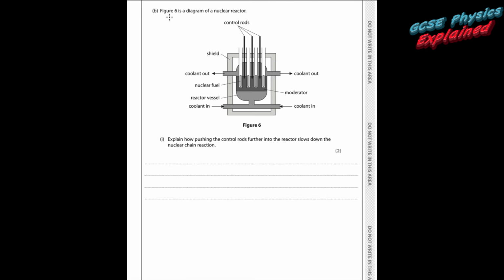Question B. Figure 6 is a diagram of a nuclear reactor. Part 1. Explain how pushing the control rods further into the reactor slows down the nuclear chain reaction. Right, the control rods would absorb the neutrons. So fewer neutrons are available for a chain reaction.